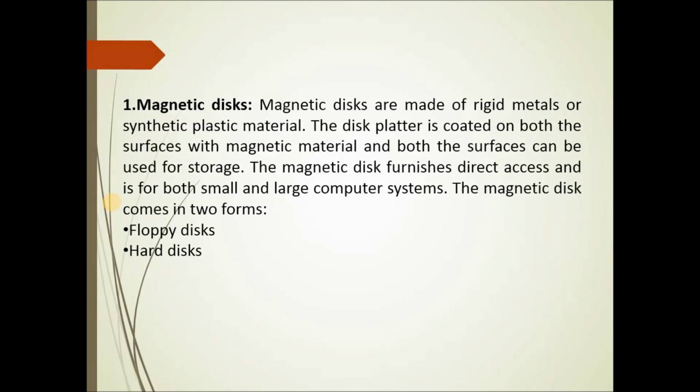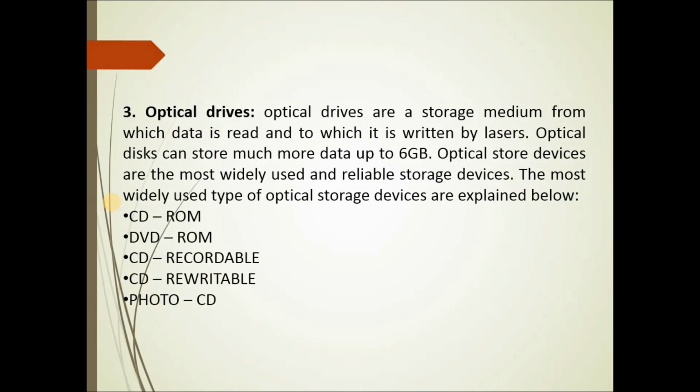Magnetic disks are made of rigid metals or synthetic plastic material. The disk platter is coated on both surfaces with magnetic material, and both surfaces can be used for storage. The magnetic disk furnishes direct access and is used for both small and large computer systems.